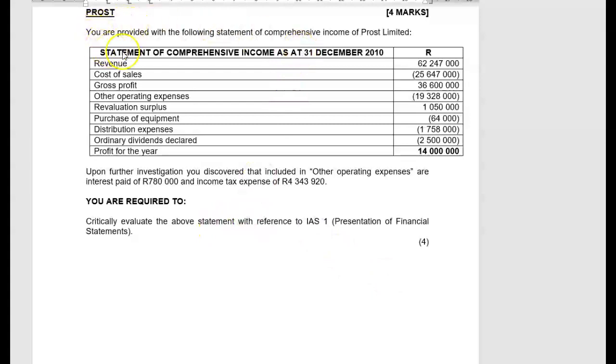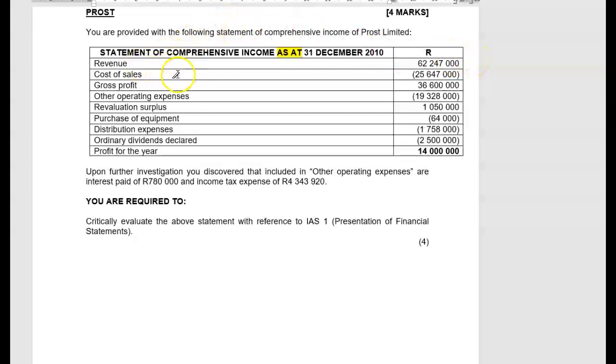First thing, the name of the entity is missing. Second thing, the name of the statement is not correct either. It's statement of profit or loss and other comprehensive income for the year ended, not as at. The only statement that is as at is the statement of financial position. So that is wrong. Then it's rands, but above the rand, you have to indicate 2010 rand, and here is no comparative figures, so 2009 rand should have been indicated there.